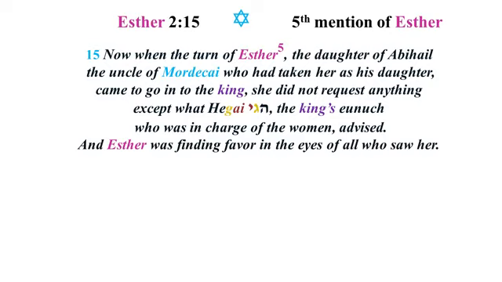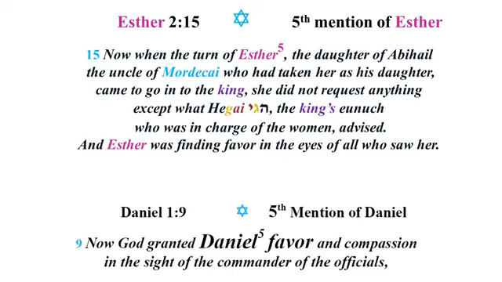The last one is Daniel 1:9, and God granted Daniel favor and compassion in the sight of the commander of the officials. So there are the 5 people whose 5th mention of their name invokes favor. By the way, if you're going to check me on that one from Daniel, don't forget to count one of his names prior to that was Belshazzar. And that's a name of Daniel, so you got to count that one too. Don't be writing to me and saying, we only count 4 Daniels before the finds favor.